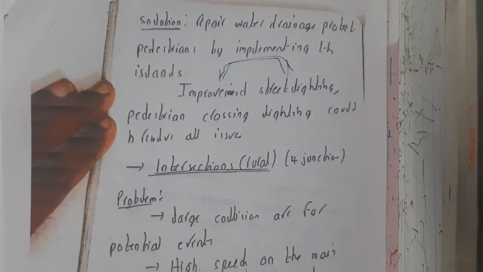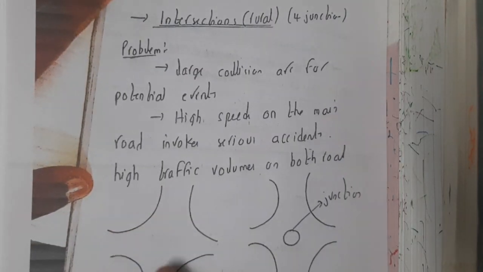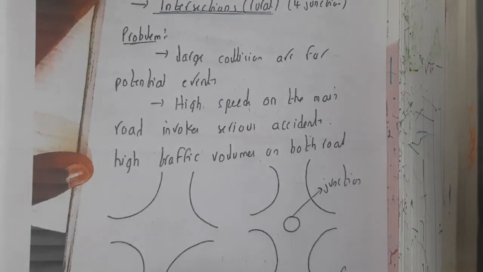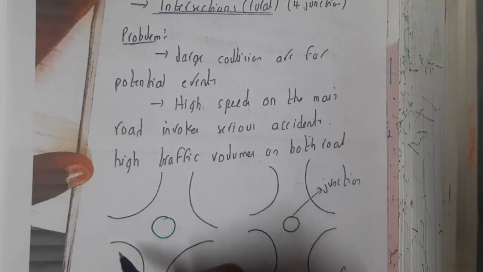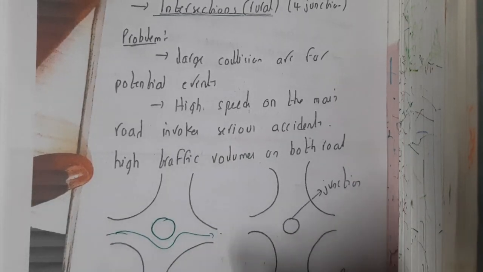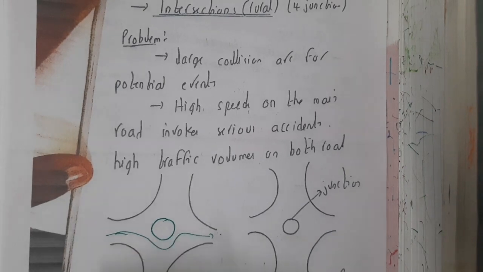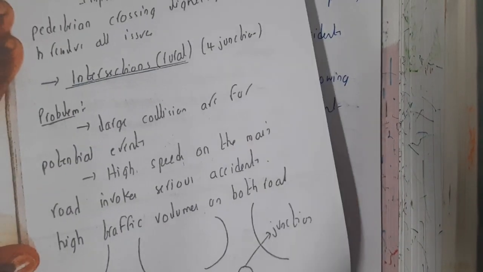So how will intersections be represented? It will be represented in this way. Whenever there is an intersection, it is always a better option to create a junction, and if someone wants to go from here to here, they should take the second exit. That is a roundabout, which is nothing but a junction, guys. So that is the problem and this is the solution for it.